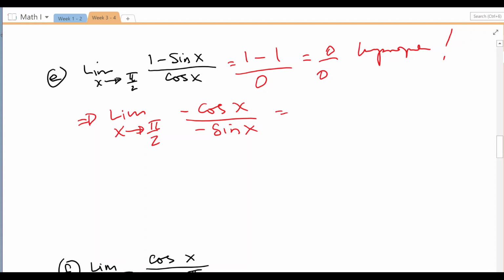In this case, we have cos 90 is 0, sin 90 is 1. So the answer here is 1 minus sin x over cos x, so this answer here is 0. Okay, moving on, that is correct.